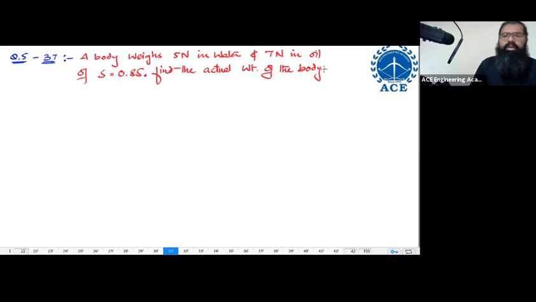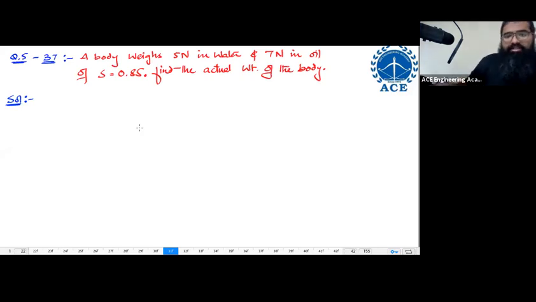A body weighs 5 newtons in water, 7 newtons in oil of specific gravity 0.85. The question in the book is slightly different. I am asking the question, find the actual weight of the body. This is a good question, easily worth 1 mark in your examination. It can also appear for 2 marks, but you'll be very lucky for that.